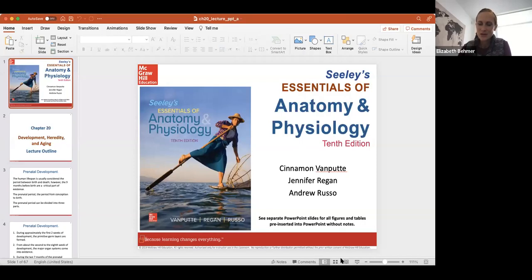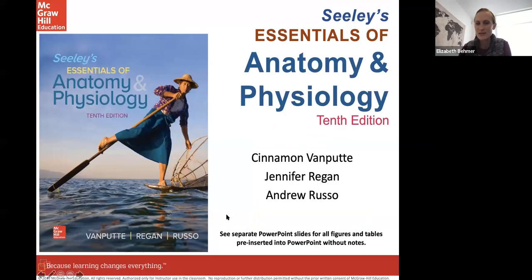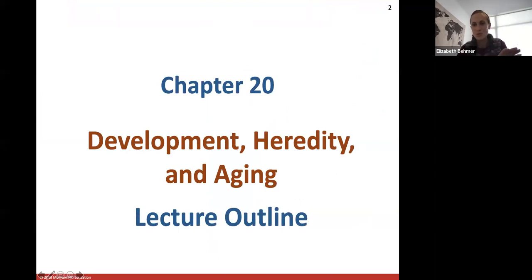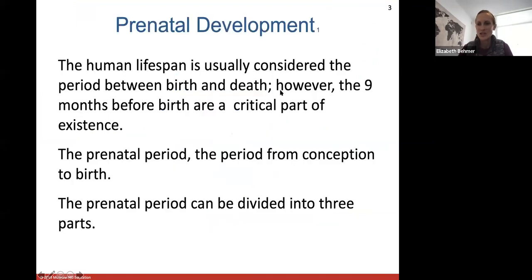So our final chapter of the semester is kind of a piggyback off of the reproductive system because we look a little bit at prenatal development. So the development in the womb before you're born, a little bit about heredity, so the passing along of genes, and then of aging. So that's what this final chapter is about.